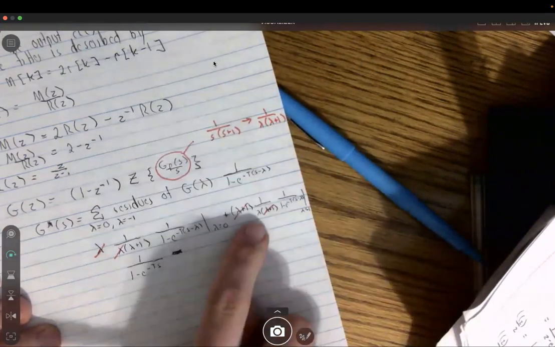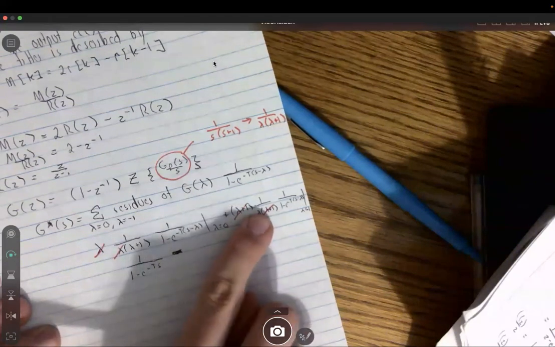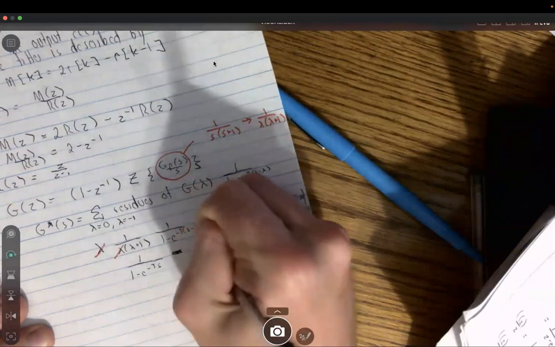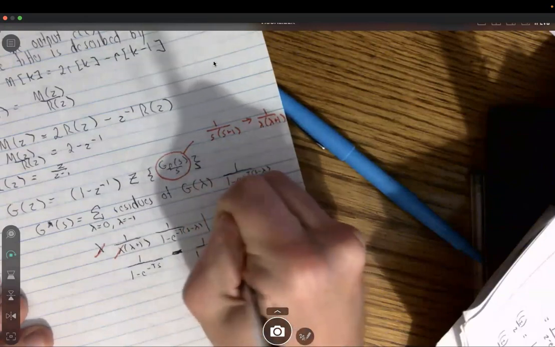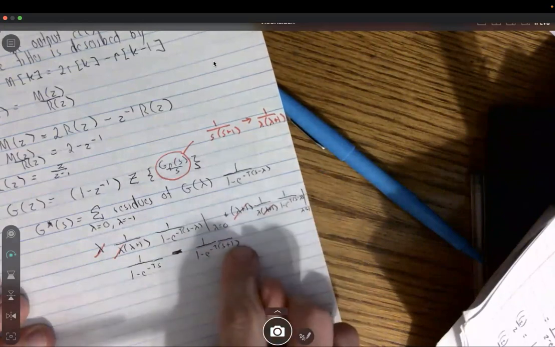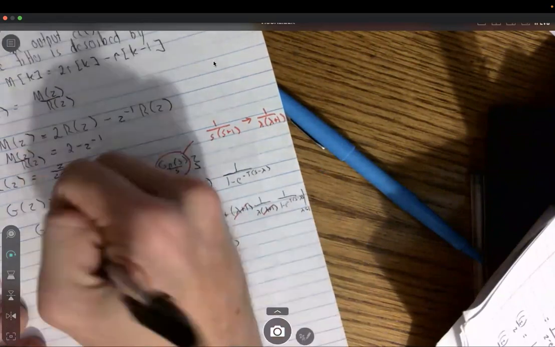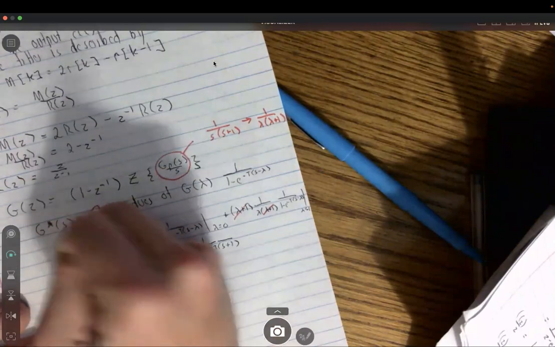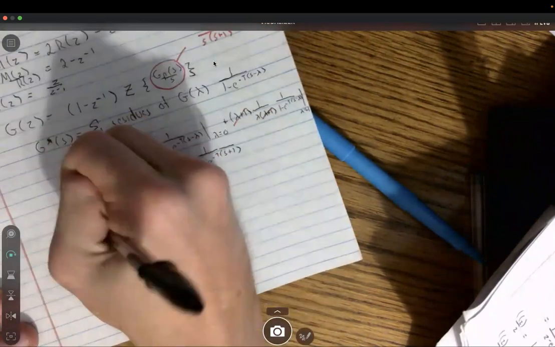Plugging in the other one for negative 1, we're going to get minus, because that'd be 1 over negative 1, so negative in front, 1 over 1 minus e to the negative T, and then s minus lambda, which with lambda equal to negative 1 is s plus 1. So that's what we get here. This is solving in terms of our G star of s, which is great. But now we need to find the z transform of that.